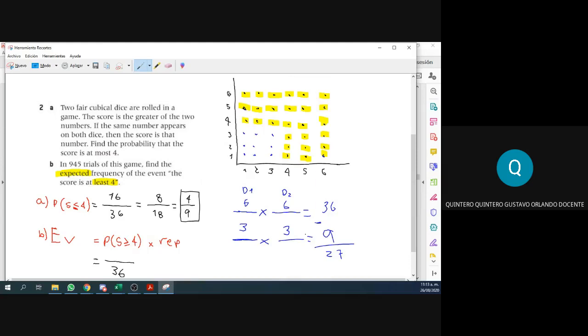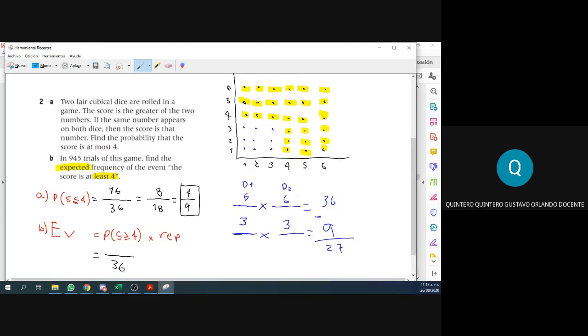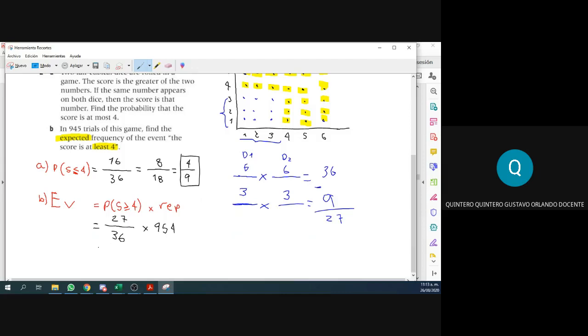The ones that you count, or if you use the multiplication principle, you're going to have to do it as Grau did, right? All the combinations minus the bad ones. That is what we're doing. 36 minus 9, a total of 27. All right, let's fill that in. Our probability, and we're going to multiply that by the amount of trials, the repetitions, because again, we are finding an expected value. So this is going to be times the repetitions, so times 945.